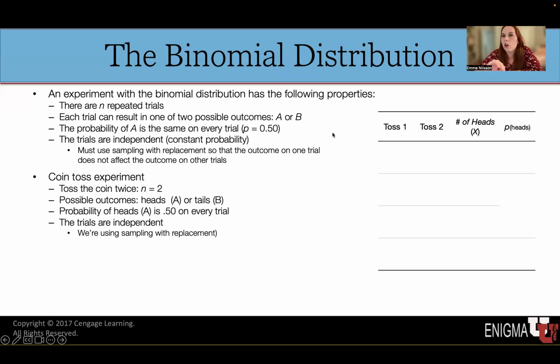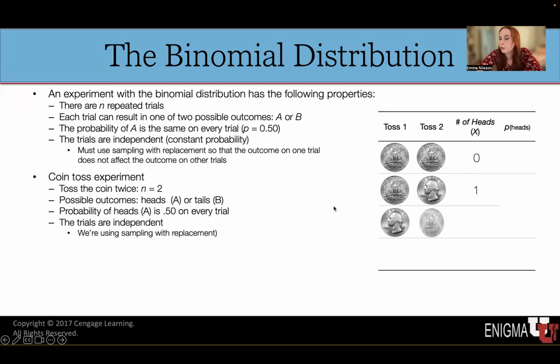Let's look at all of the possible outcomes we could get from a 2-coin toss experiment. The first is that we got 2 tails, 0 heads. The second is we got tails and then heads. The third possibility is heads and tails. And the last possibility is 2 heads.